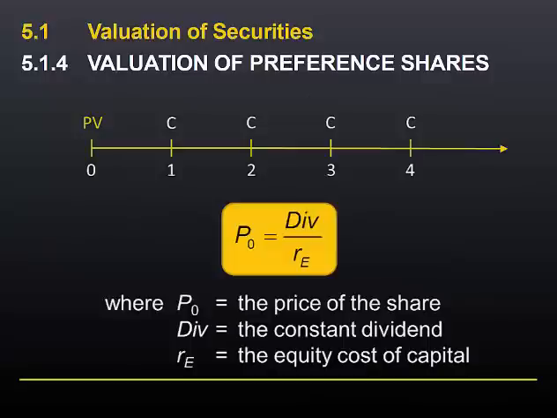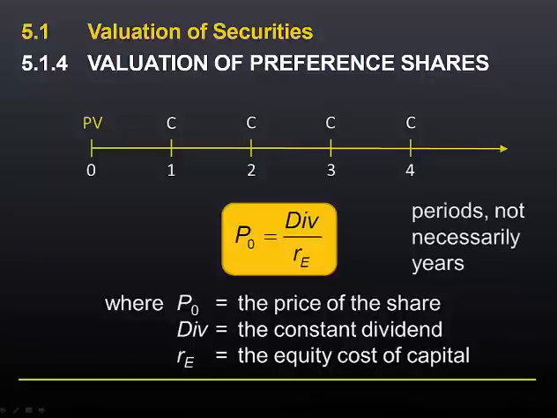In the previous example, dividends were paid every year, and that is often the case when it comes to shares, but not necessarily so. In the topic on financial mathematics, there was a module called frequency of compounding, and we noted there that the R and the N in any time value of money formula reflects periods, not years. And that's the case here.